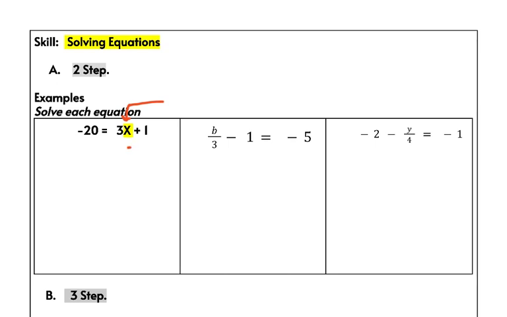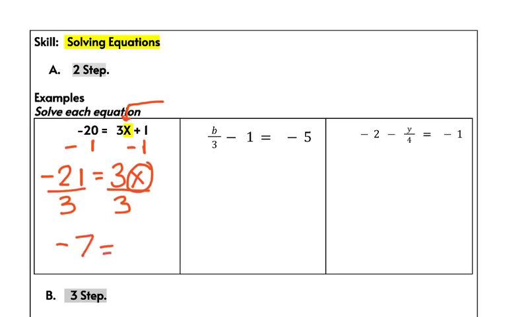So what we do is we do our opposite operation. To get rid of that plus 1, I subtract 1. Negative 20 down 1 is negative 21. Now I have multiplication of a 3 in front of that x. To get rid of that, or undo it, I divide. I get a negative 7 is equal to x. And I'm done. So 2 steps to unravel and attack that variable.